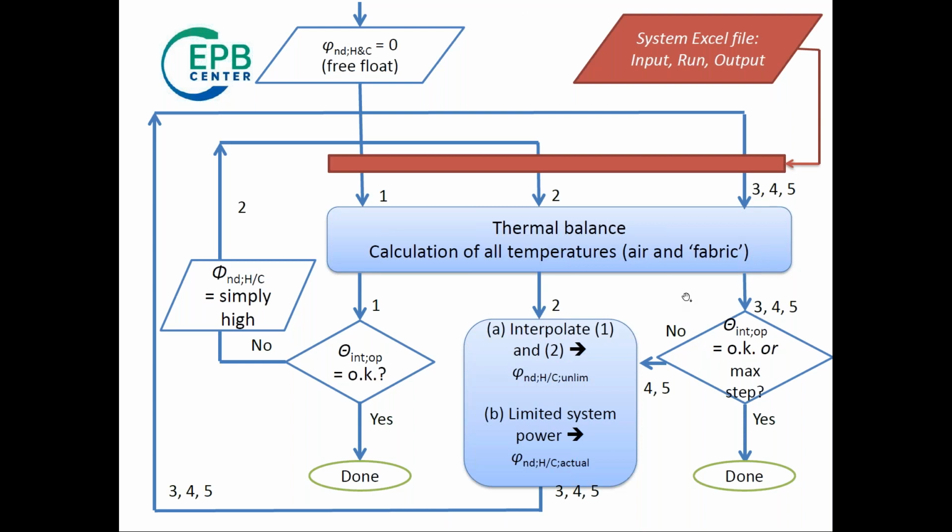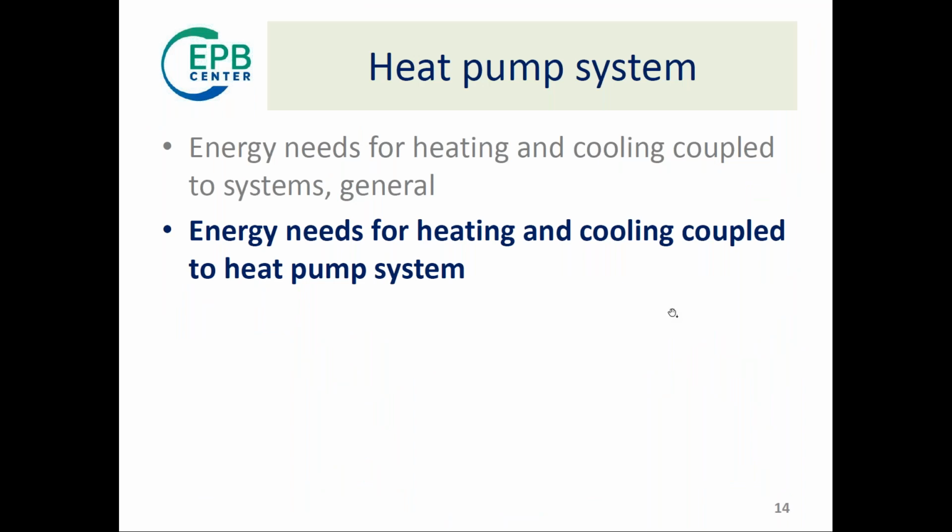So where does the connection to the systems come in? Well, actually they come in here at each loop. You get the data from the energy need calculation, you run the system spreadsheet, and you get output from system, so the performance of the system, which includes the available system power, and you do the calculation accordingly. So that was the generic approach. Now more concretely, specifically for the heat pump system.